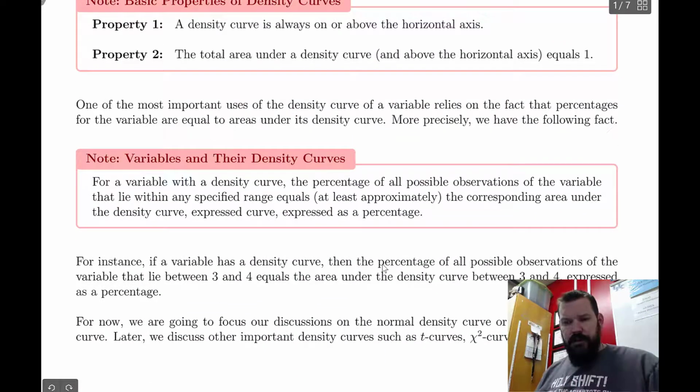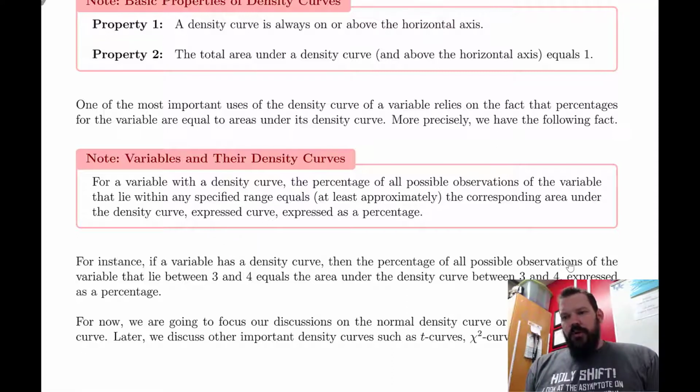I'm not going to read through everything with this for you guys. You're perfectly capable of reading, but you can see when we talk about density curves, here again another note there at the middle of the screen. For a variable with a density curve, the percentage of all possible observations of the variable that lie within any specified range equals, at least approximately, the corresponding area under that curve. Calculus would be very beneficial here to find area under a curve, but we're not using calculus right now, so we will use other methods to come up with these areas.